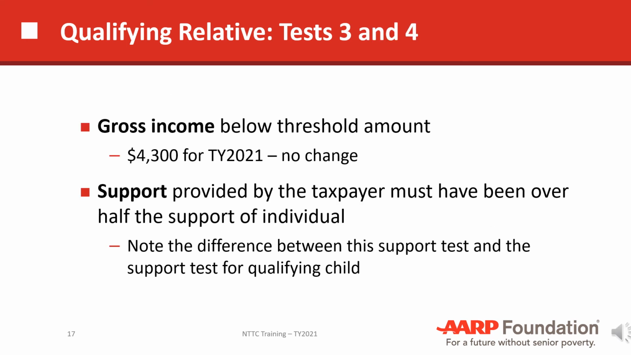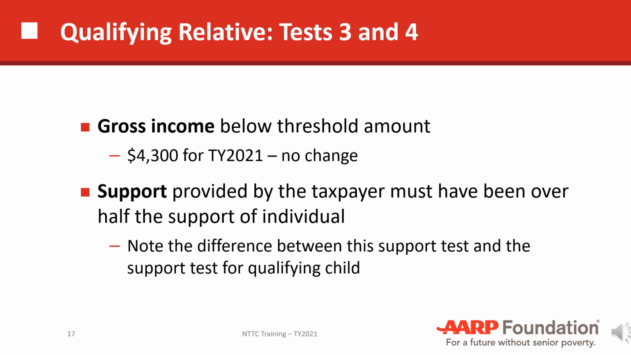Here are tests 3 and 4 for qualifying relative. First of all, the gross income test. The person that we're considering as potentially being a dependent has to be below the threshold amount. For tax year 2021, that's $4,300. That is going up to $4,500 for 2022. Support. Was the support provided by the taxpayer, and was that support over half of the support of the individual?